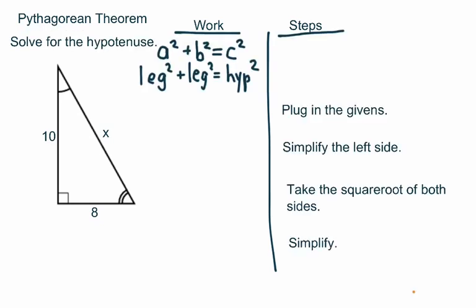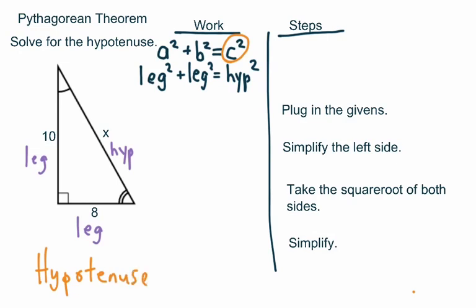Alright, so the first one we're going to do is solve for the hypotenuse. It says plug in the givens. I'm going to label this real fast. A triangle. So that's a leg. Leg. X is my hypotenuse. Remember, the hypotenuse is always going to be C. Always, always, always.